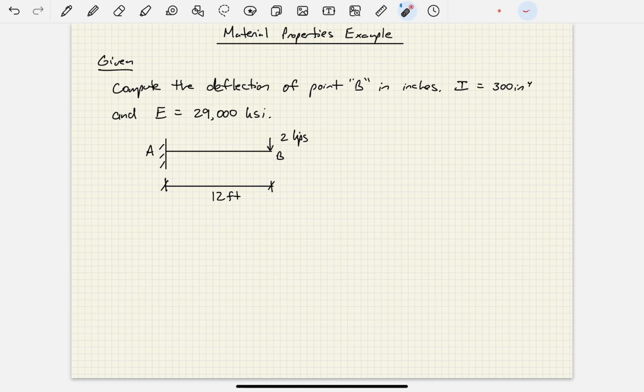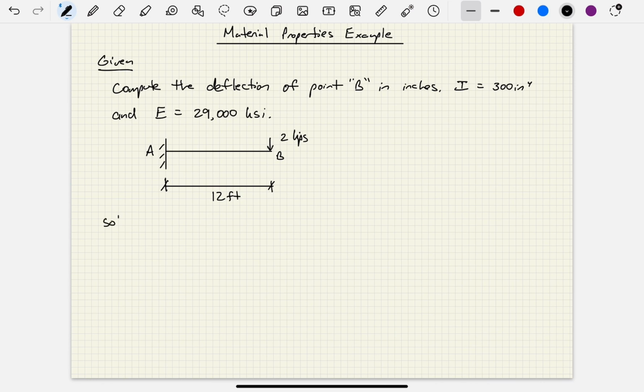In the given information, we're being asked to compute the deflection of point B in inches. We're being told that the moment of inertia is 300 inches to the fourth, and the modulus of elasticity, also known as Young's modulus, is 29,000 KSI. Remember, what is a KSI? That's kips per square inch, okay? So we're going to put that in our back pocket for now.